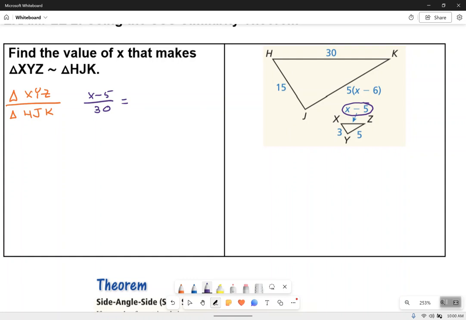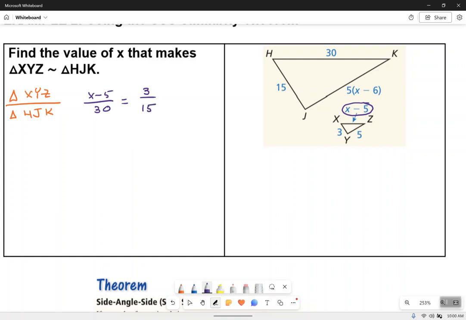Now, take a look at your 2 triangles. Is there a pair of corresponding sides where you know the definite distances of both? 15 and 3. Now, the way I've set this up, kids, would the 3 go up top of my second ratio or in the bottom of the second ratio? Looks like I'm comparing small x minus 5 distance to a large distance of 30. So I better compare this small distance of 3 to what value? 15. Okay. I could set it up like this.